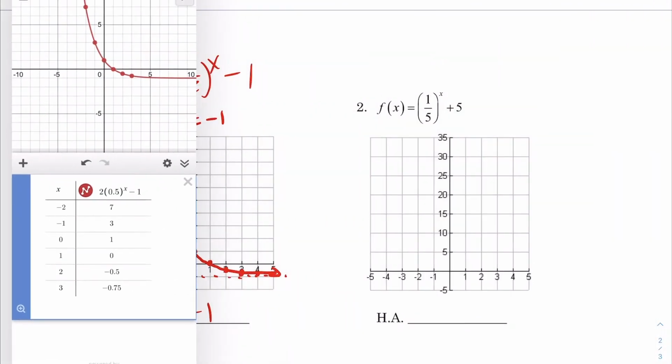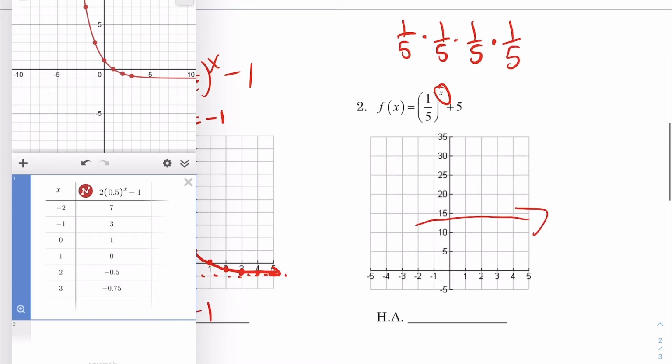Alright, now let's do that second one. Starting it off, we got this 1/5 to the power of x. That means we're going to repeatedly do 1/5 times 1/5 times 1/5. Every single time we plug in a new x, we're going to multiply by another 1/5. So then as we go to the right, we're going to increase the number of 1/5s that we're multiplying together.